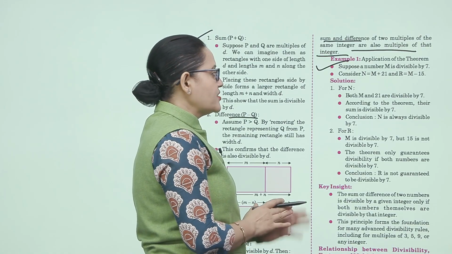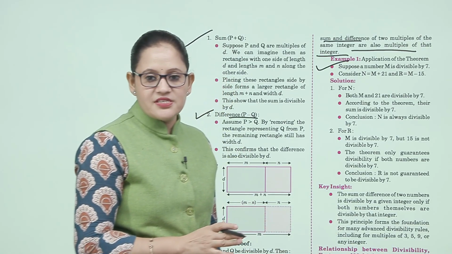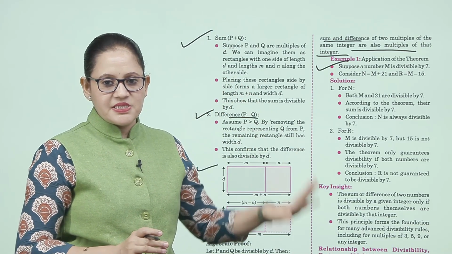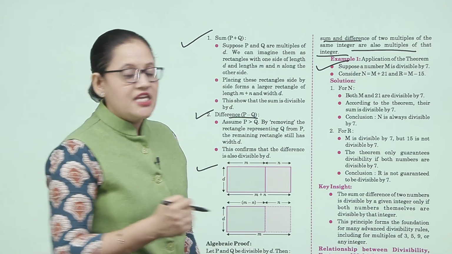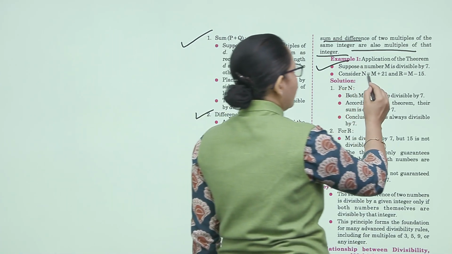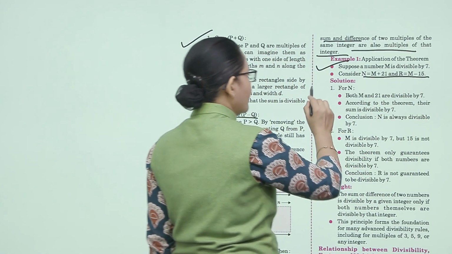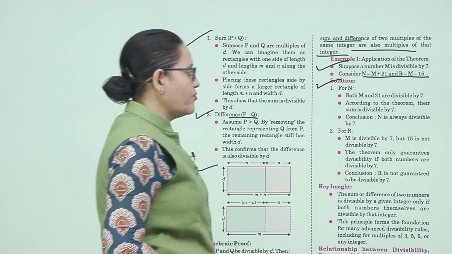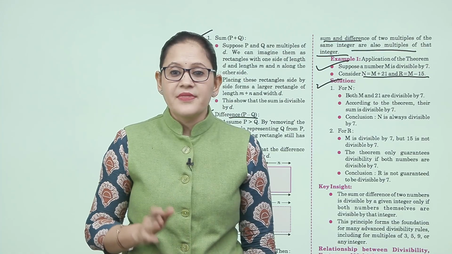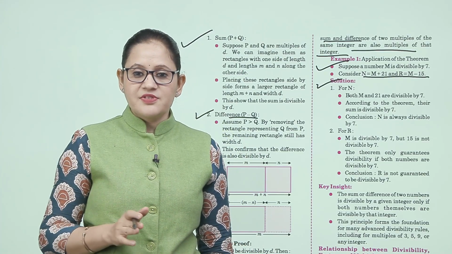Application of the theorem. Suppose a number m is divisible by 7. Suppose there is a number m that is divisible by 7. Consider n equals m plus 21 and r equals m minus 15. Now, solution for n. Both m and 21 are divisible by 7.